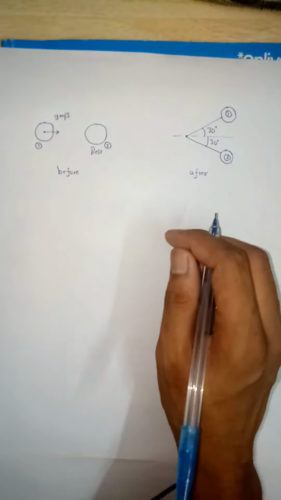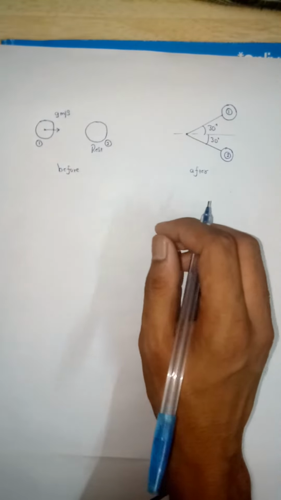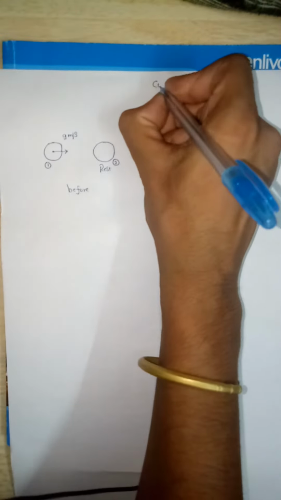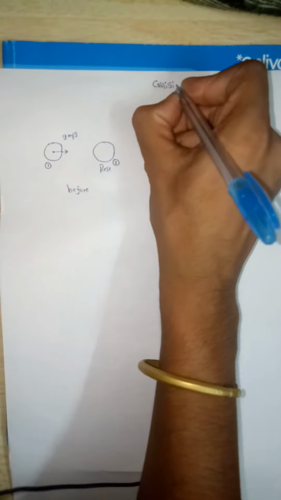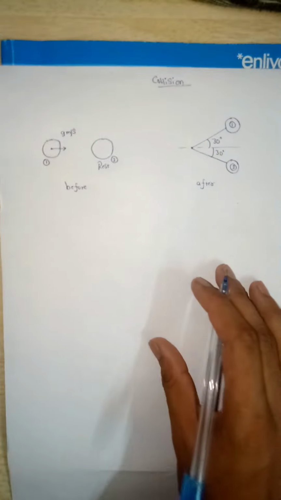Today I am taking a previous year question of JEE from the subject of physics, and the topic is collision of objects. Okay, so first I read the question. A ball with a speed of 9 meter per second collides with another identical ball at rest. After the collision, the direction of each ball makes an angle 30 degree with the original direction. The ratio of the velocities of the ball after collision.